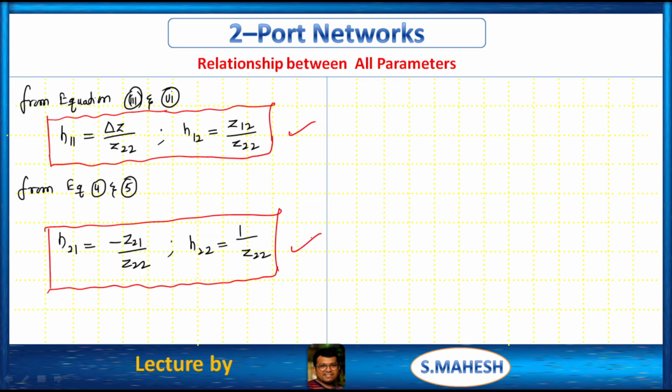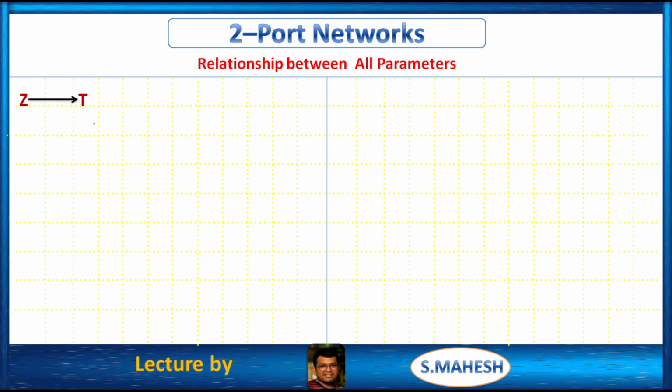Next we have to get the T parameter representation from the Z parameter representation. First we have to write the given data representation.